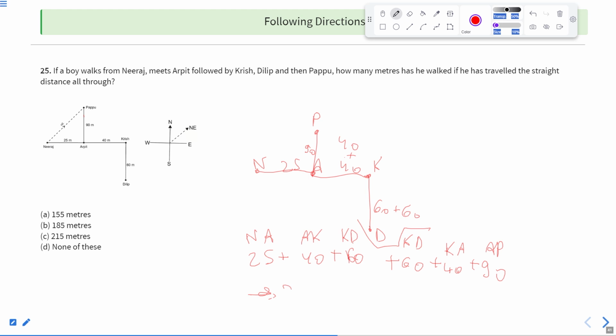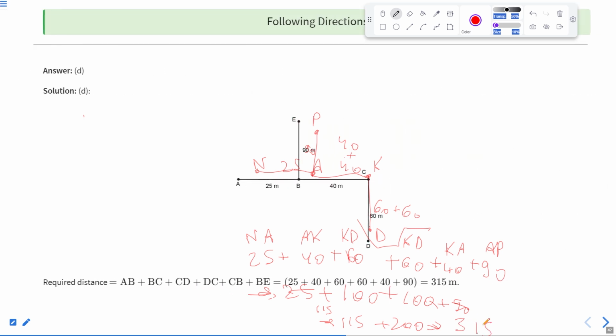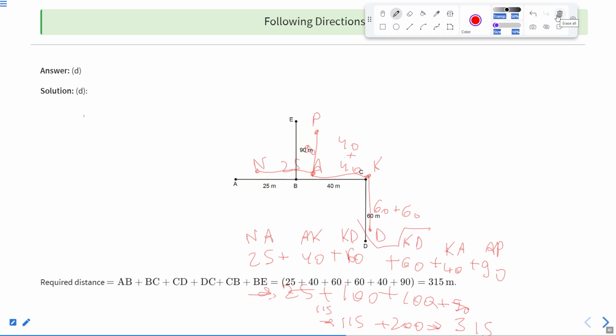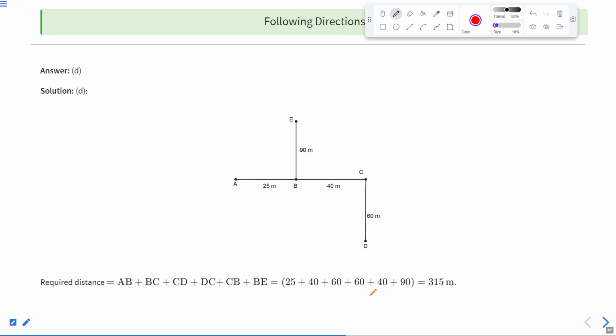This is equal to 25 plus 100, 100 plus 90, 90, 15. So 115 plus 200, which is equal to 315. That is our answer, 315.